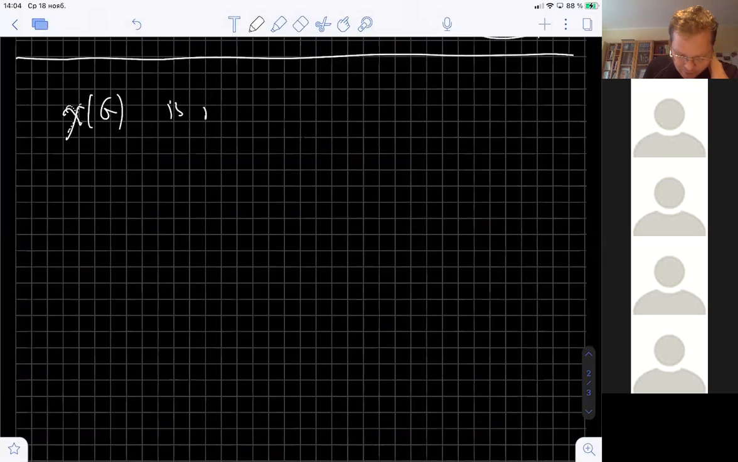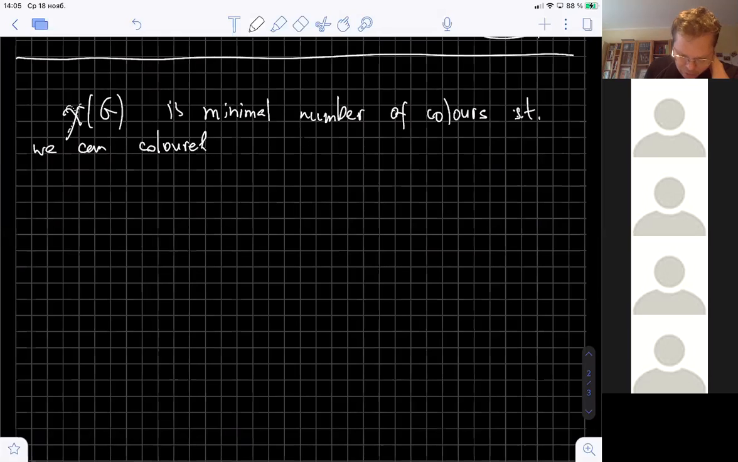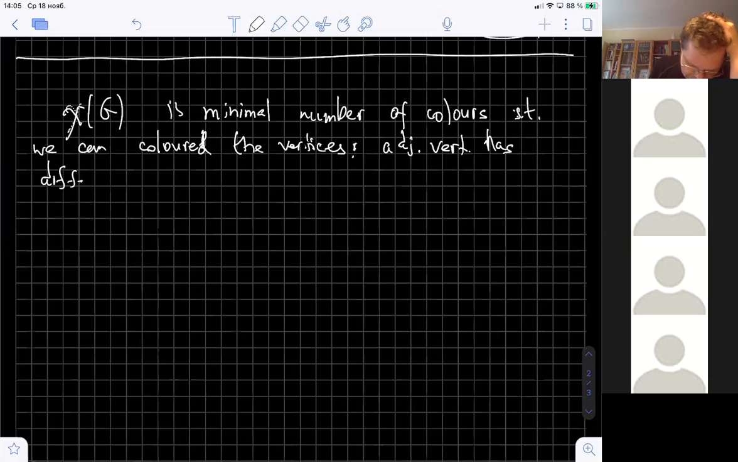the chromatic number is the minimal number of colors such that we can color the vertices such that adjacent vertices will have different colors. Can we say something about the chromatic number of a planar graph? First of all, we can prove the following lemma.